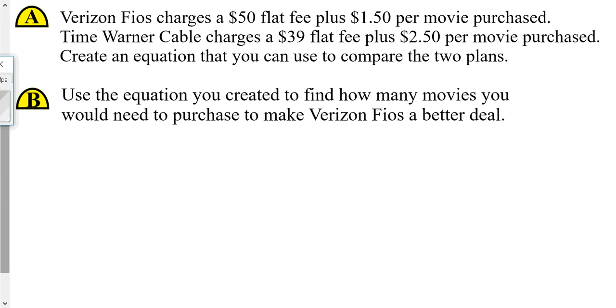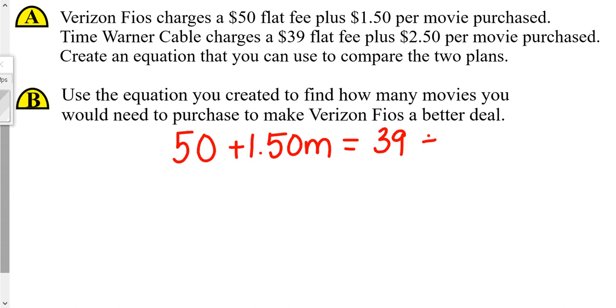So your equation for Verizon is going to be that $50 flat fee plus $1.50 per movie. For Time Warner, you're paying the $39 flat fee plus $2.50 a movie. Initially, just looking at this, we can see that Verizon does have that higher initial fee of $50 in comparison to Time Warner, which is $39. But for Verizon, their price per movie is $1 less than Time Warner. So now we need to figure out at what point the cost would be the same.